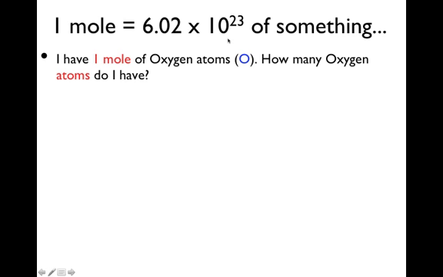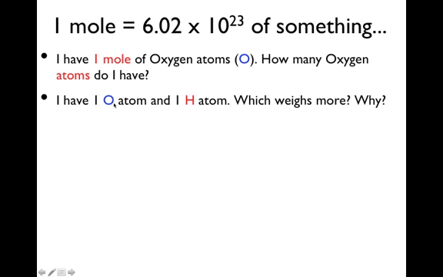Next question is a little different. I have 1 oxygen atom and I have 1 hydrogen atom. Which one weighs more and why? And you can pause and think about this. This is actually related to something that we discussed earlier in this unit. Earlier in the unit, I showed you a slide, and I showed you a typical oxygen atom, which is shown here on the left, and I showed you a typical hydrogen atom, shown here on the right. And at the time, we said, look, the oxygen atom weighs about 16 times more than the hydrogen atom. So that basically answers this question.